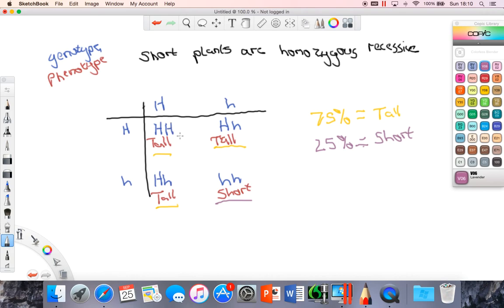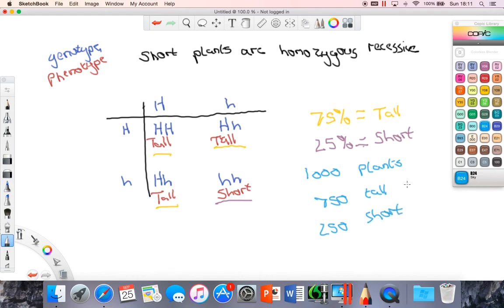So for example, this would be our expected if we were looking at a population of 1,000 plants. We would simply expect that 750 were tall, whereas 250 would be short.